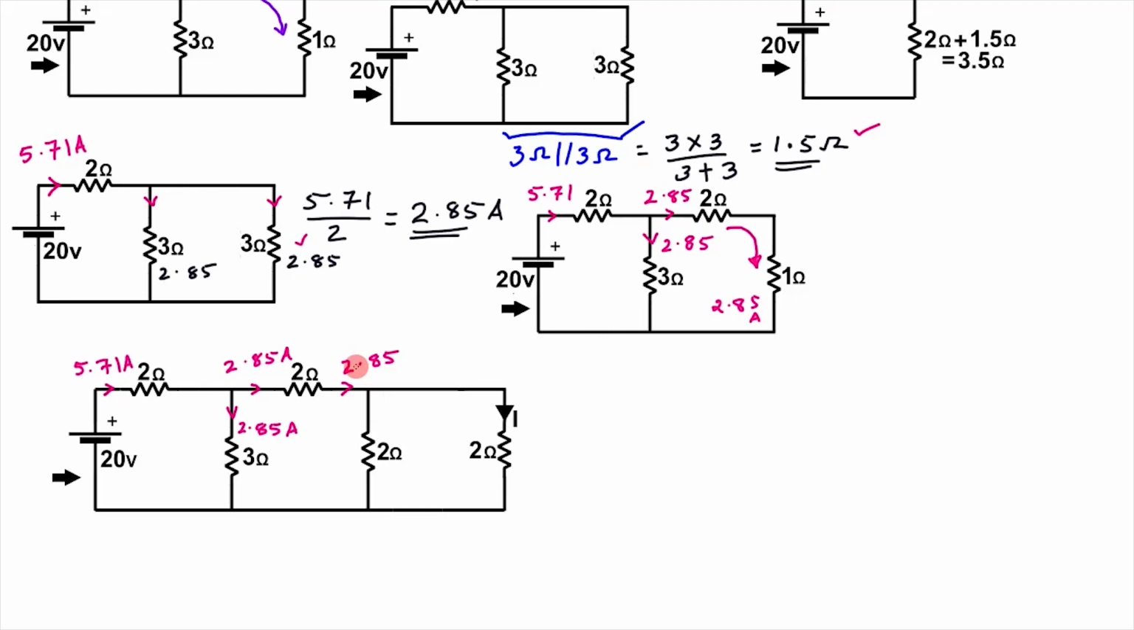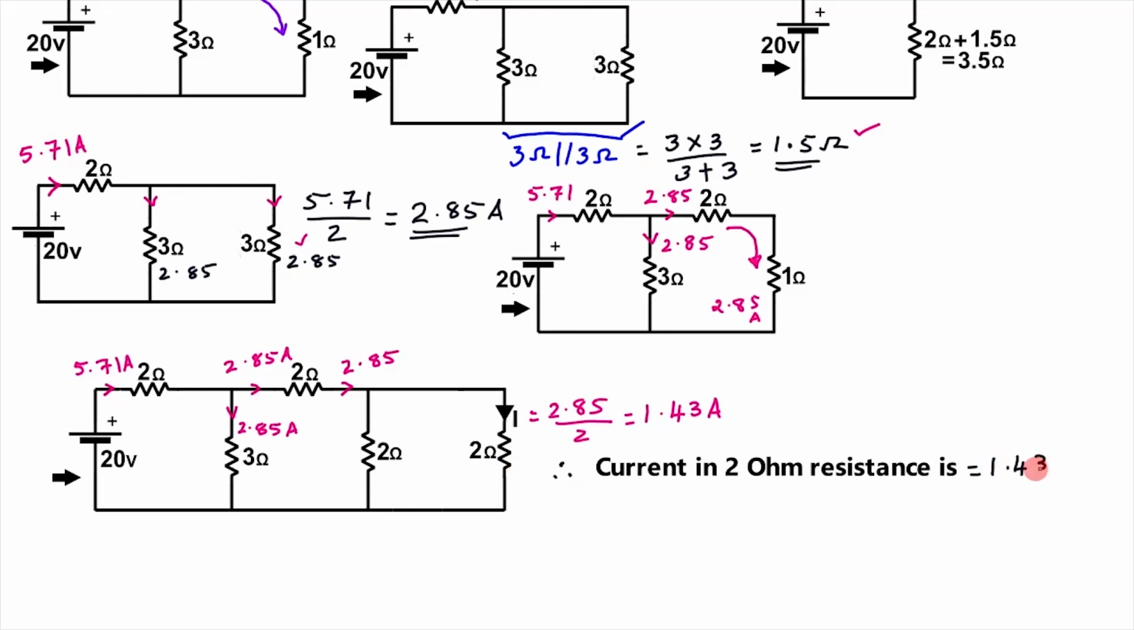So total current flowing through these two resistances which are in parallel is 2.85 ampere, and as they are of the same value, the current in each resistance will be the total current 2.85 divided by 2, that is I is equal to 2.85 divided by 2, which is equal to 1.43 ampere. Therefore, current in this 2 ohm resistance is 1.43 ampere.